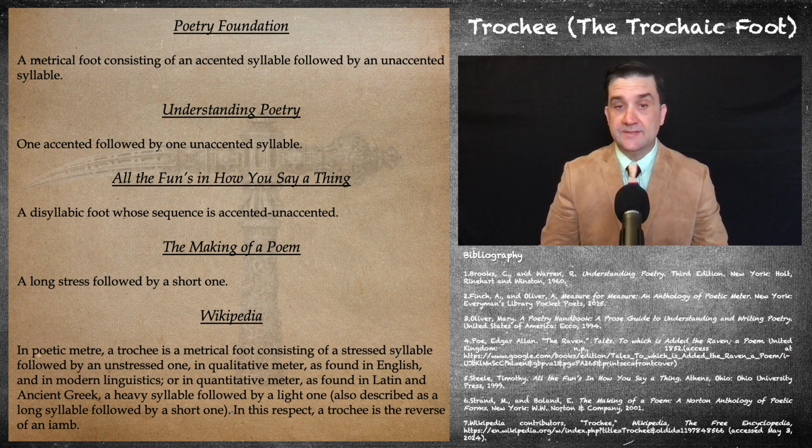Finally, the Wikipedians tell us that a trochee is a metrical foot consisting of a stressed syllable followed by an unstressed one in qualitative meter, as found in English, and in modern linguistics, or in quantitative meter, as found in Latin and ancient Greek, a heavy syllable followed by a light one, also described as a long syllable followed by a short one. In this respect, a trochee is the reverse of an iamb.